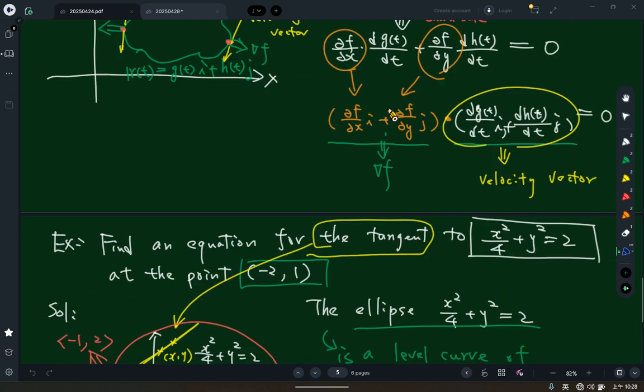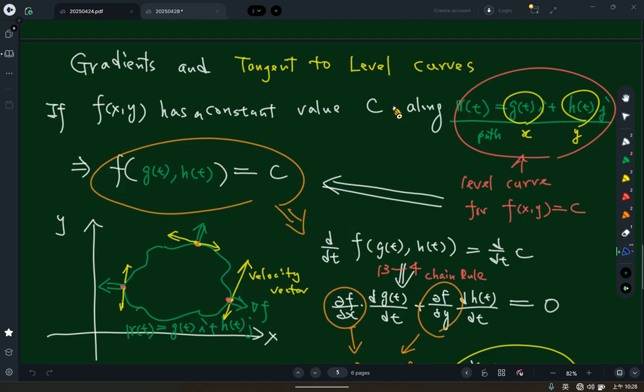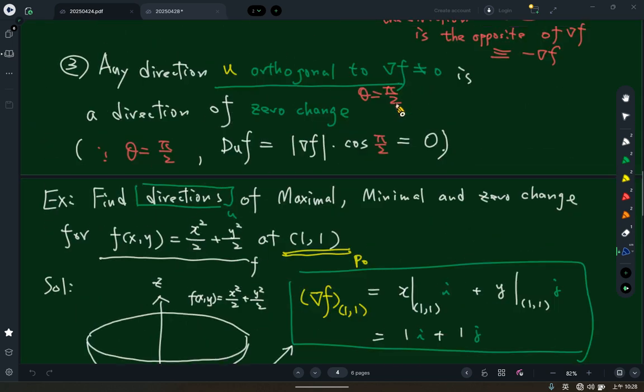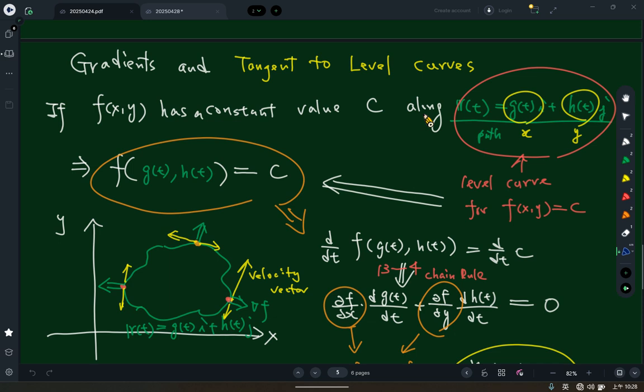Okay, then this is about the first application for the gradient vector. Then we move to the next topic, that we want to use the gradient to get the tangent to the level curve. So that's Thursday.